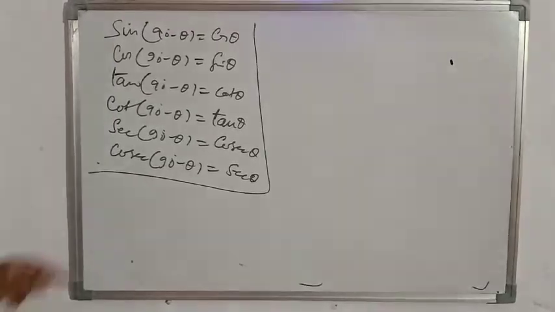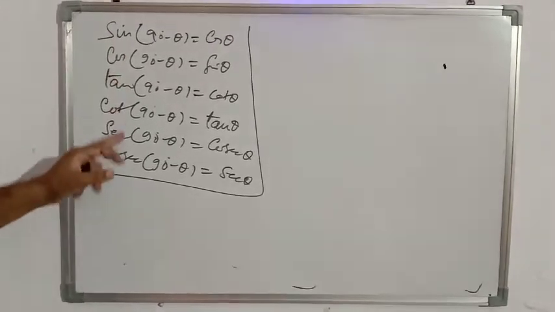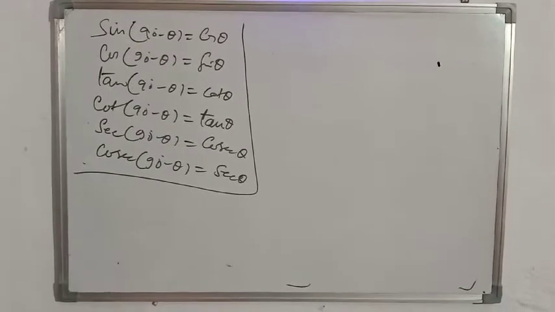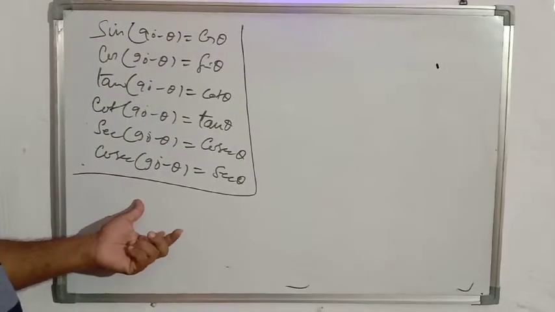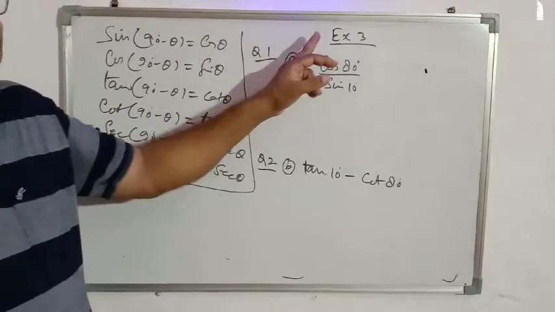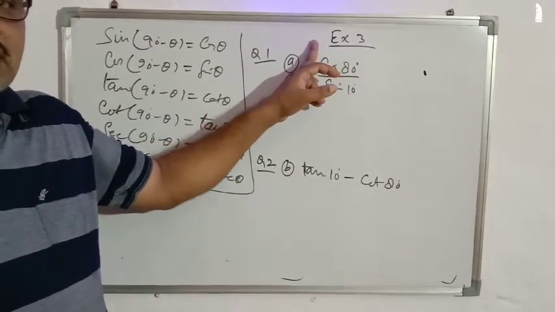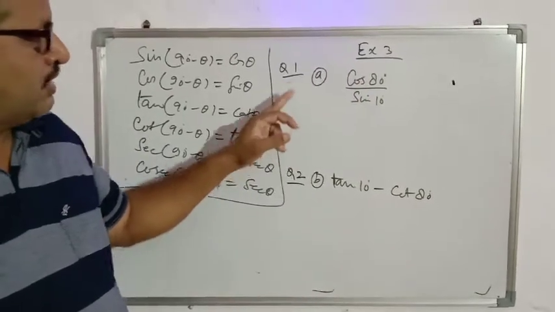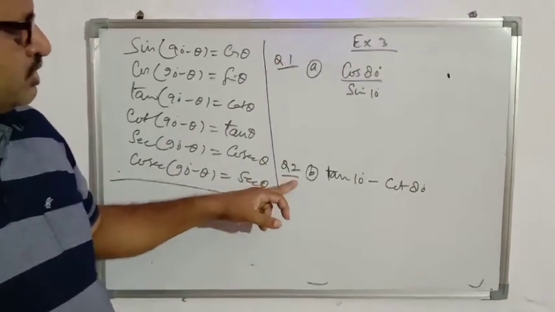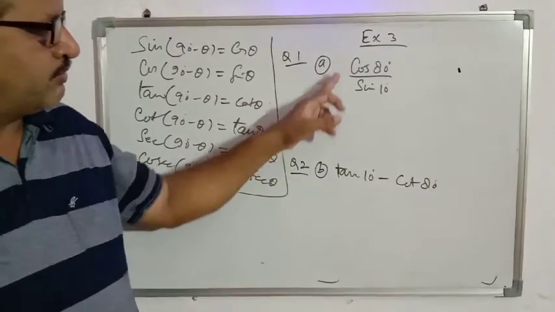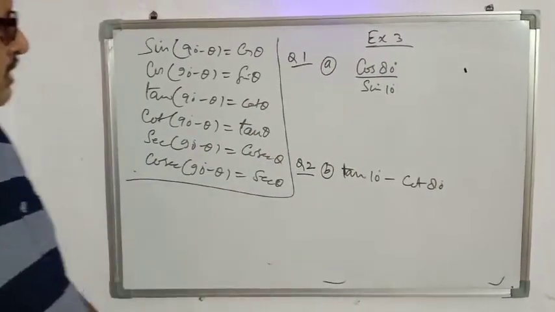So it is trigonometric ratios of complementary angle 90 minus theta. Now we will discuss some problems from the exercise. See exercise 3. It is the last exercise of the chapter trigonometry. I have taken two questions: question number 1 A part and question number 2 B part. We have to find its value.